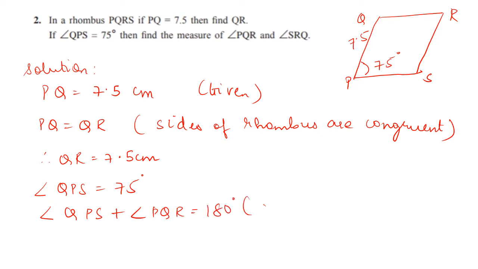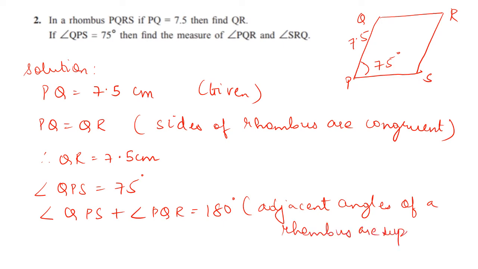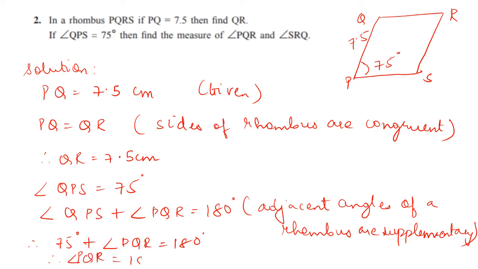Why? Because adjacent angles of a rhombus are supplementary. So therefore I can say angle QPS, that is 75 degrees, plus angle PQR is equal to 180 degrees. Therefore angle PQR is equal to 180 degrees minus 75 degrees. Therefore angle PQR is equal to 105 degrees. So we have found out that angle PQR is 105 degrees.